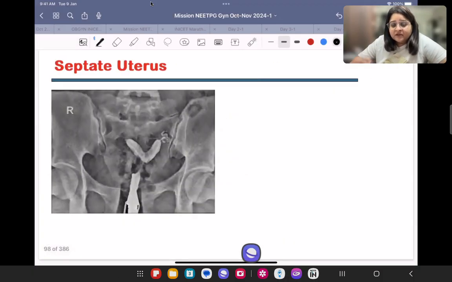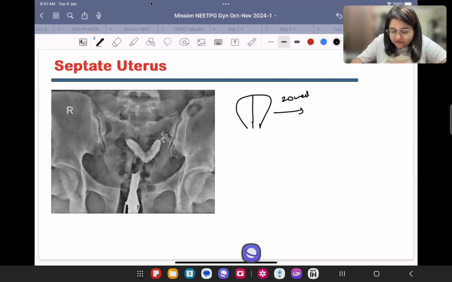Okay. Now coming to septate uterus. Septate uterus kya hai? Septate uterus is when the two Mullerian ducts have fused. When they fuse, there is initially a septum. So when there is a fusion, a septum forms. Around 20 weeks of fetal life, this septum dissolves. If this septum fails to dissolve, it results in what is called a septate uterus. And on HSG, it looks like this.